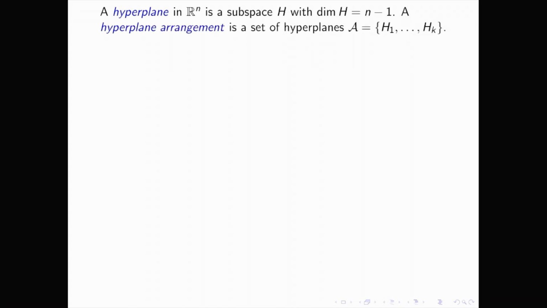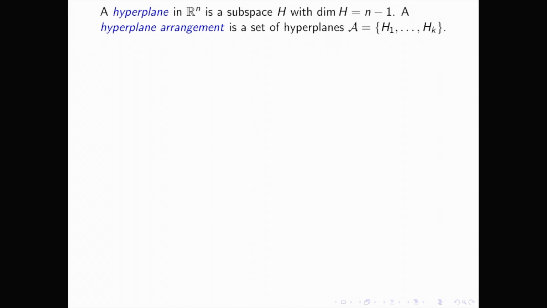Now let's go on and talk about hyperplanes. Okay, what is a hyperplane? A hyperplane in R^n is just a subspace with codimension one, so of dimension n minus one, one less than the ambient space. And then an arrangement of hyperplanes is just a set of hyperplanes. Pick out some hyperplanes. So notice all our hyperplanes are going to go through the origin.